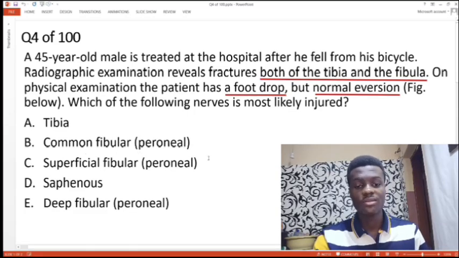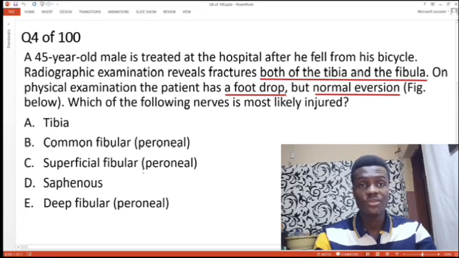Next one is the common fibular nerve. The common fibular nerve bifurcates at the posterolateral portion of the neck of the fibula into the superficial fibular nerve and the deep fibular nerve. Now, the superficial fibular nerve runs on the lateral side of the leg and supplies the muscles of the lateral compartment of the leg. The muscles of the lateral compartment are just two: the fibularis longus and the fibularis brevis, and they both evert the foot. That is the only thing they do.